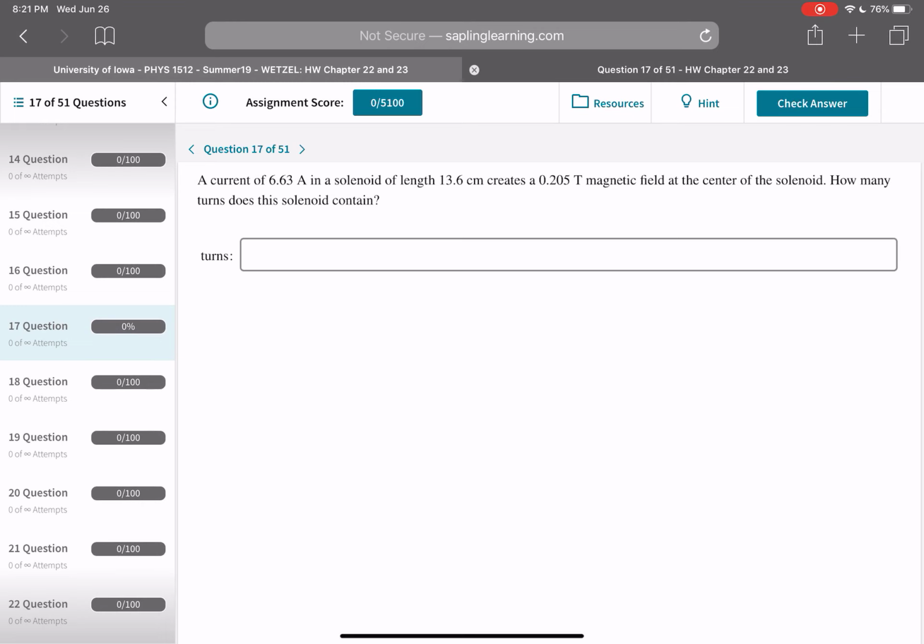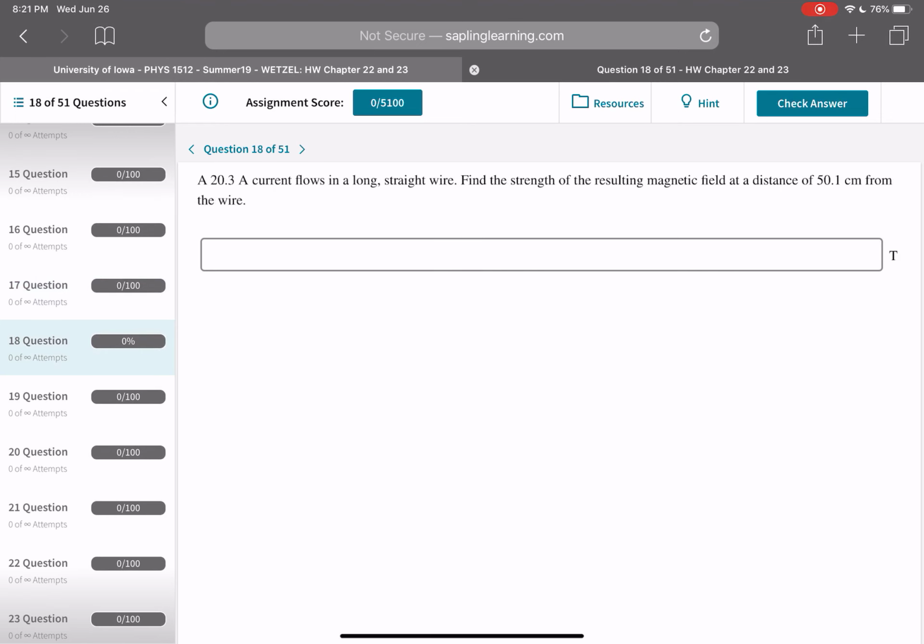Number 17, a current of 6 amps in a solenoid of length blah creates a 0.205 Tesla magnetic field at the center of the solenoid. How many turns does the solenoid contain? Again, plug and chug. Put in your current, put in your radius of your cylinder, calculate the area if you need to, and then you've got your B, and then solve for what n is necessary to do that, the number of turns.